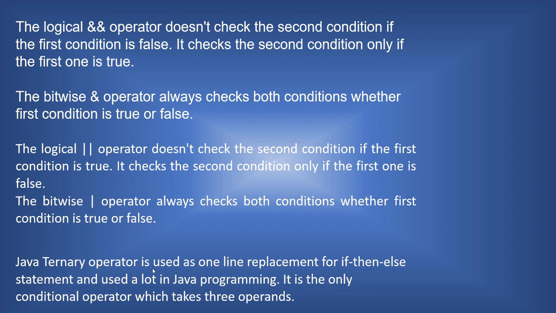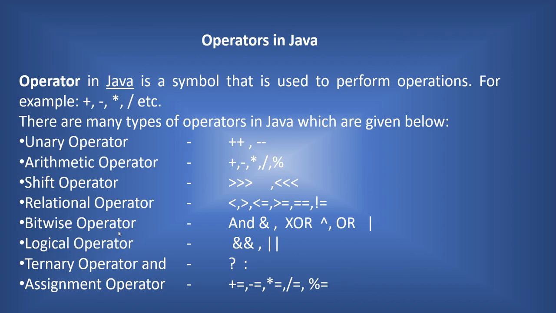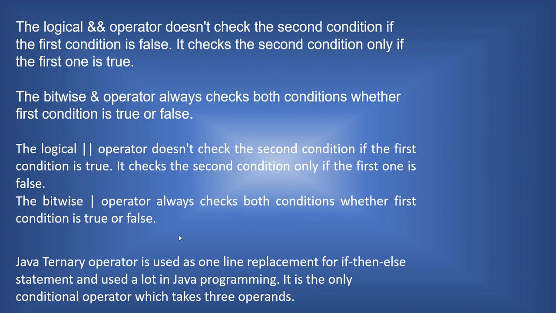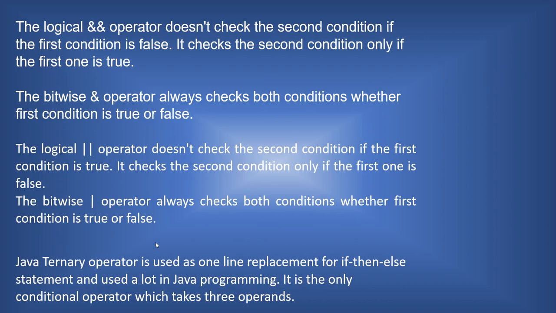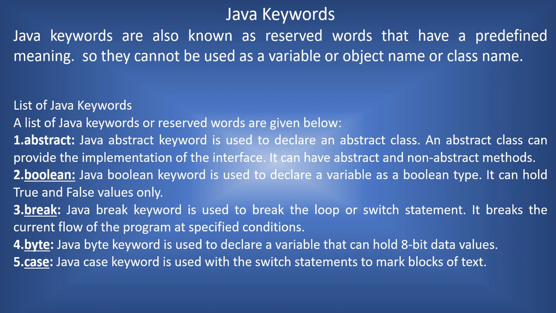Then the Java ternary operator is used as a one-line replacement of the if-then-else statement. These are called control statements that we use in Java, and they are used in a lot of Java programming. It is the only conditional operator which takes three operands. So that is about logical operators, and then bitwise operators: and, or, not. Then the ternary operator, which comes with a question mark and a colon. That is the only operator which takes three operands.